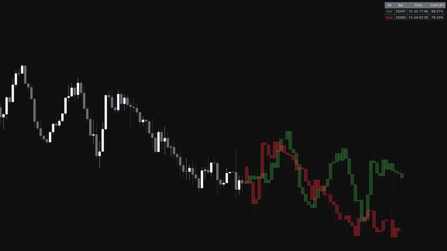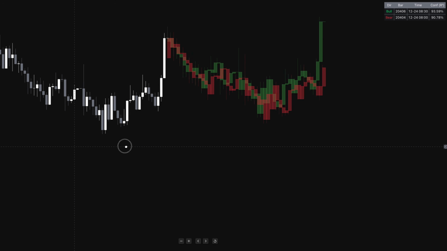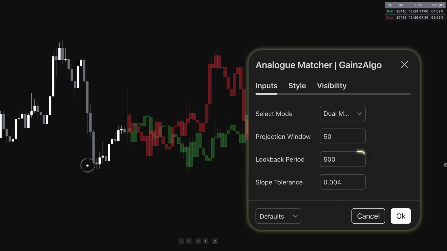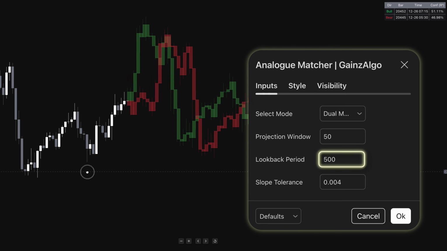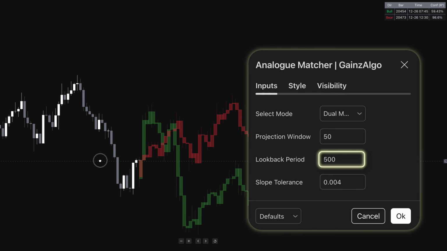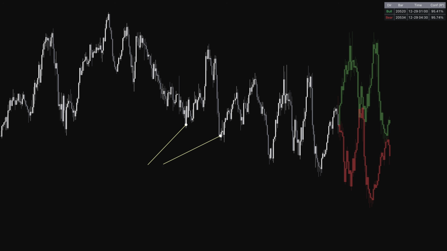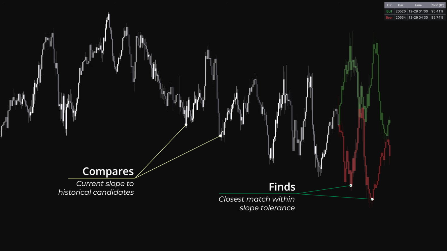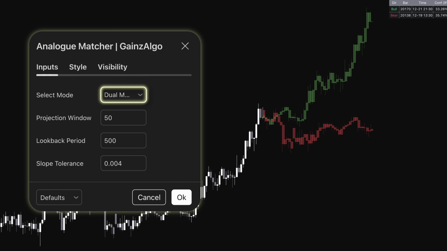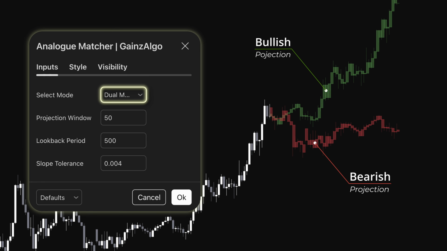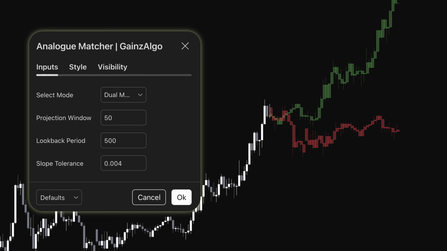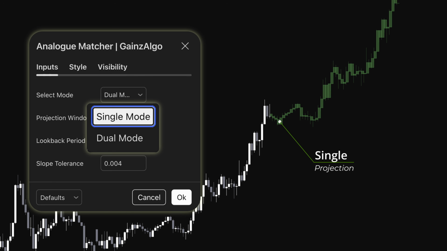using linear regression. The matching engine runs a full linear regression on price against time across a user-defined look-back period, extracting the slope and R-squared value for each historical window. It then compares the current regression slope against every candidate in that history and finds the closest match within a slope tolerance threshold. In dual mode, it separates those matches into the best bullish and bearish outcomes, drawing both projections simultaneously so you can see what the chart did in each case. In single mode, it returns only the single closest match regardless of direction.